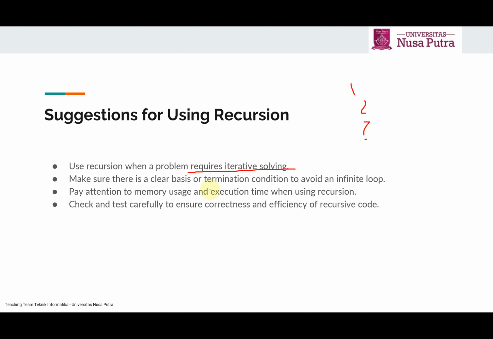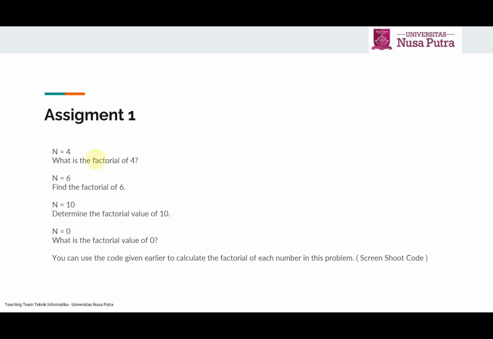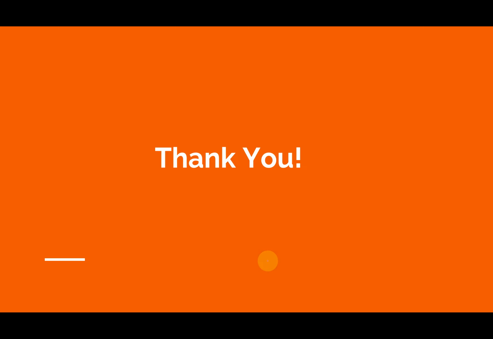Pay attention to memory usage and execution time when using recursion. Check and test carefully to ensure correctness and efficiency of recursive code. Okay, this is the exercise. What is the factorial of 4? Find the factorial of 6, and you can use the code given to calculate the factorial of each number in the problem. And this is for the Fibonacci sequence, you can put in numbers again. Thank you very much for today.